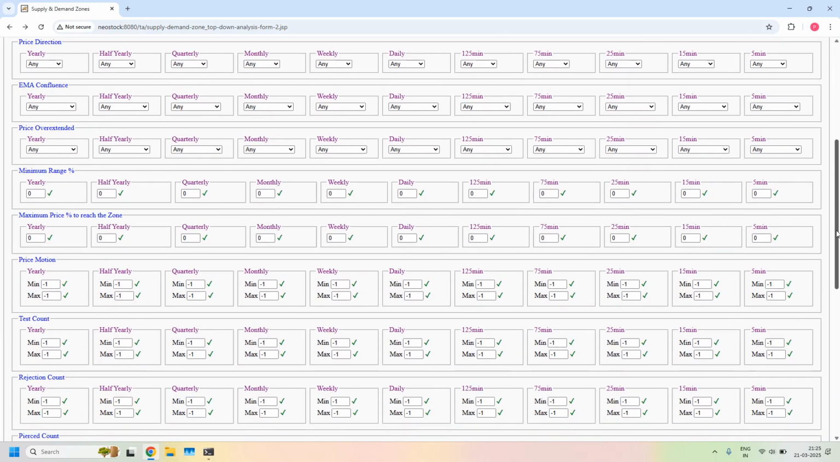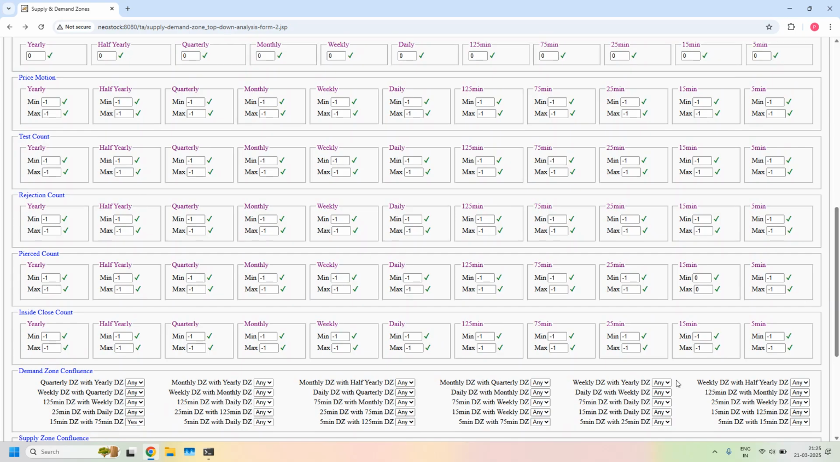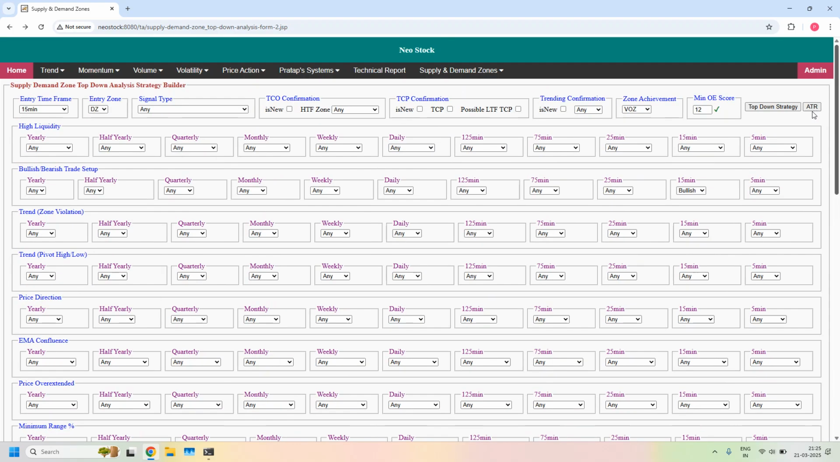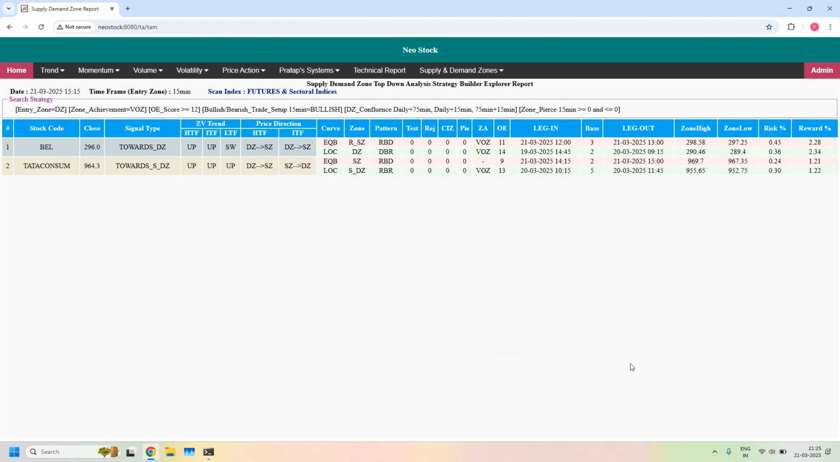In the demand zone confluence, we should set three filters. First filter is already enabled, 15 minutes with 75 minutes demand zone confluence. Next, 15 minutes demand zone with daily demand zone confluence. 75 minutes demand zone with daily demand zone confluence. With all the three filters, again we got two stocks. So these two stocks, these 15 minutes demand zones overlapped with 75 minutes demand zone. Both together again overlapped with daily demand zone. And the daily trend is up in both the stocks.